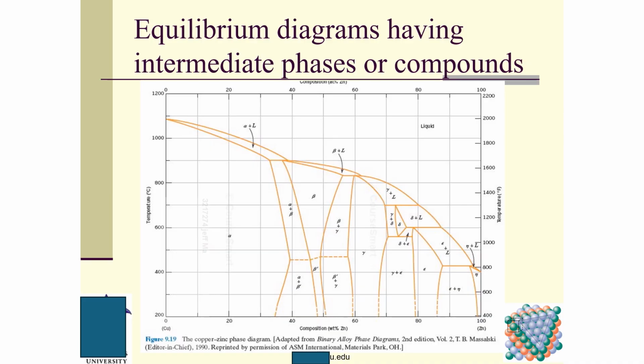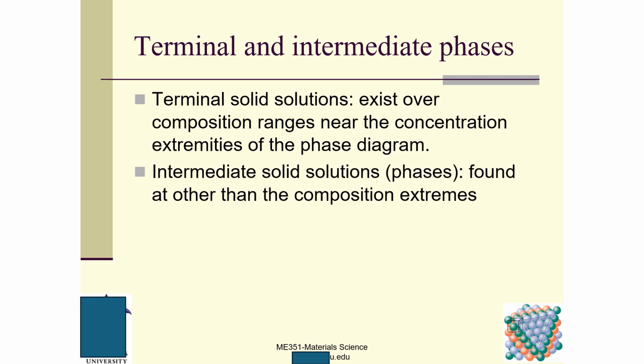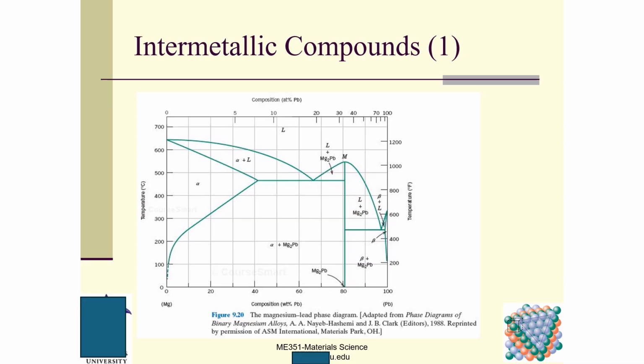So these diagrams have intermediate phases or compounds, and there are some compounds here. Terminal solid solutions exist over composition ranges near the concentration extremes of the phase diagram. Intermediate solid solution phases are found at other than the composition extremes. Then there are intermetallic compounds. Here are the intermetallic compounds, and you can see this diagram.